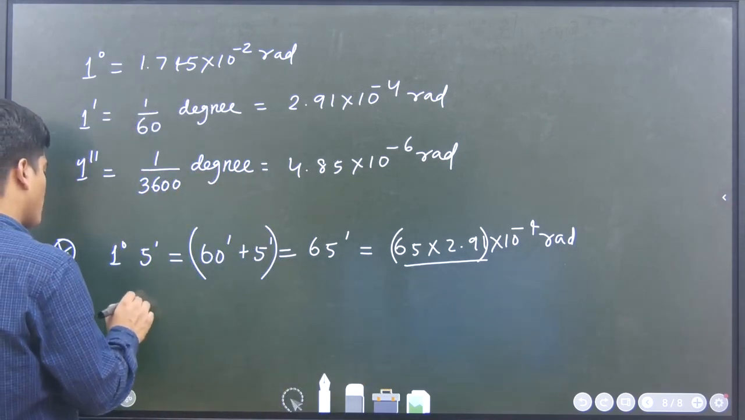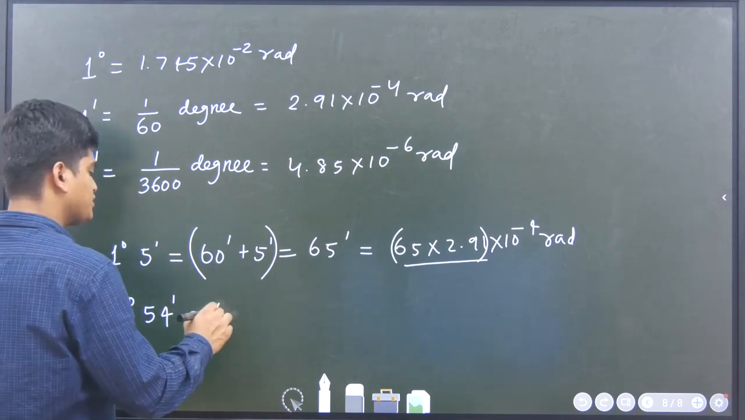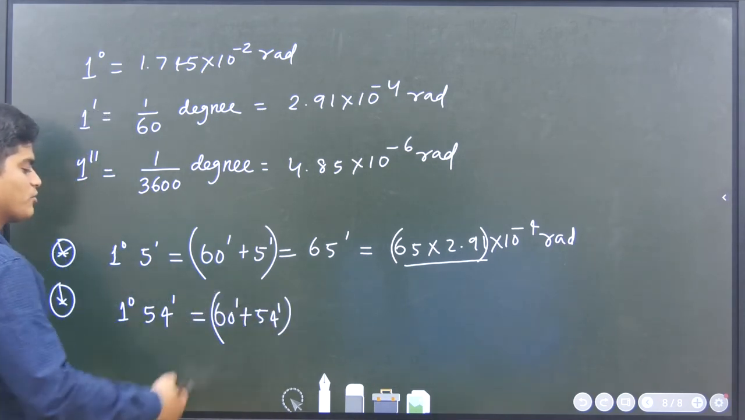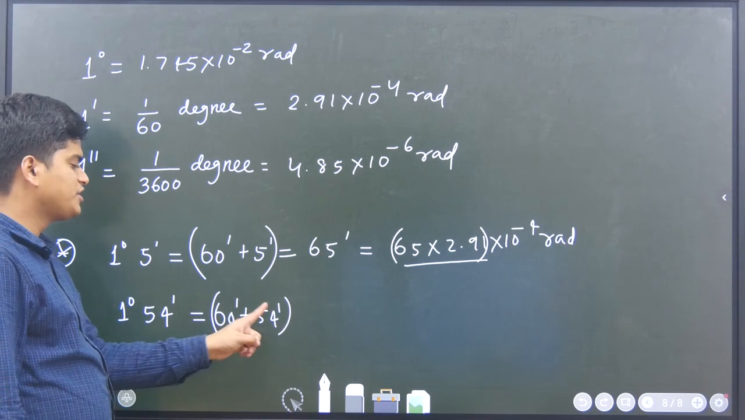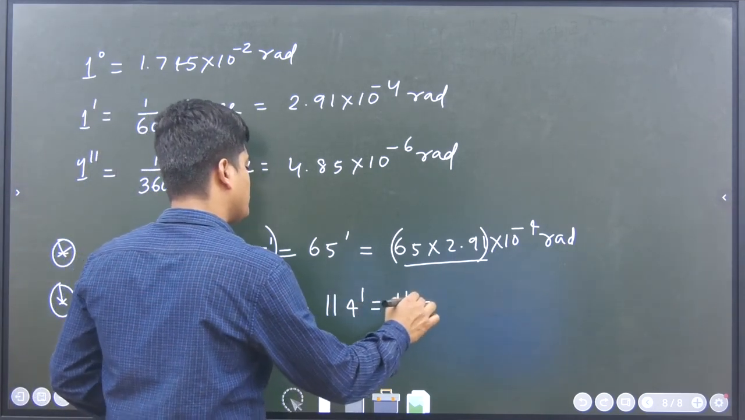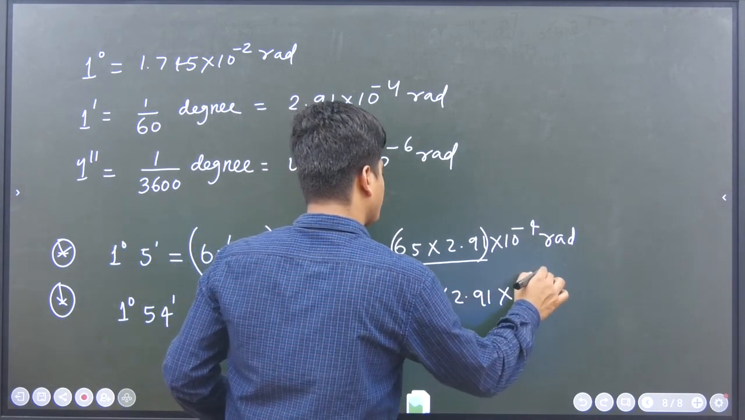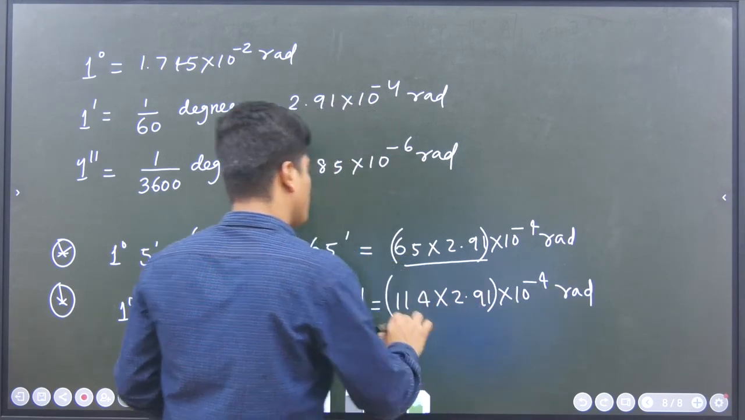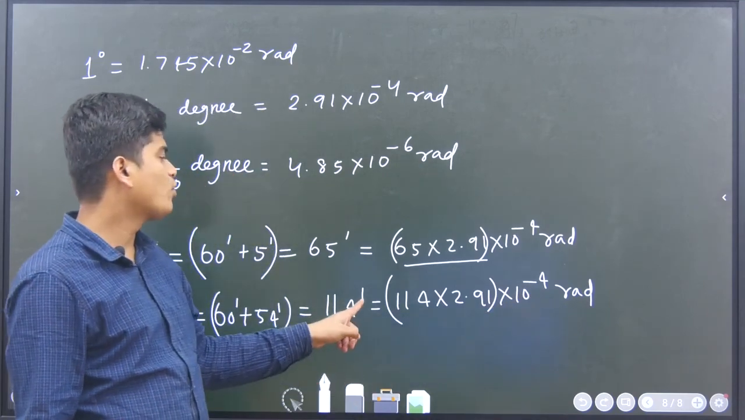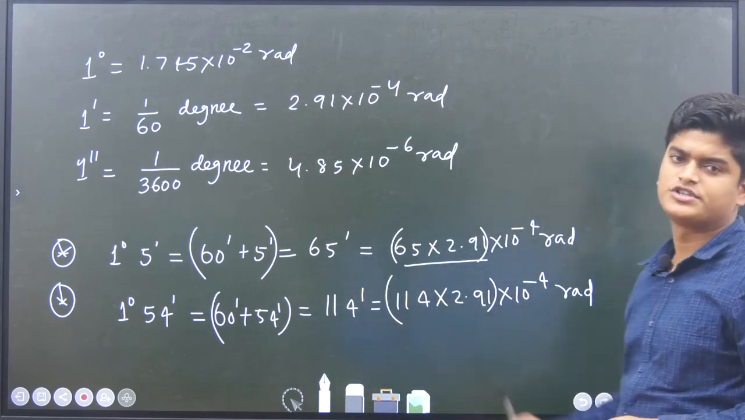Suppose I say 1 degree 54 minute. So, 1 degree is nothing but 60 minute, and 54 minute is 54 minute. So, everything I am converting to minute. Now, 60 minute plus 54 minute will come to 114 minute. Now, if we calculate 114 into 2.91 into 10 to the power minus 4, I can understand what 1 degree 54 minute is in radian, because I know 1 minute is 2.91 into 10 to the minus 4 radian. So, accordingly I am doing the conversion.